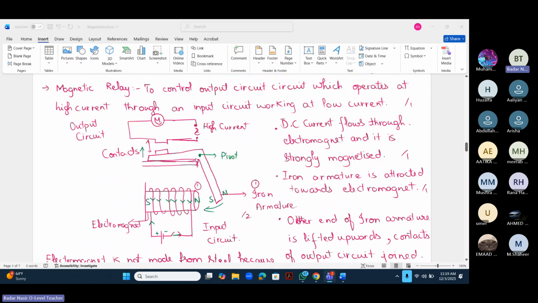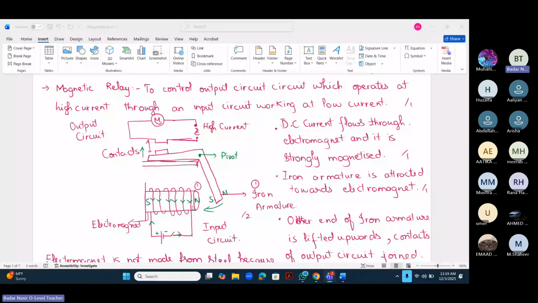Magnetic relay. Magnetic relay की diagram हमें पता होनी चाहिए. So what is the purpose of a magnetic relay or a reed relay? It's the same. To control an output circuit which operates at high current through an input circuit which works at low current. Okay? So we have an electromagnet और इसके around ये coil of wire की winding हुई हुई है. ठीक है? So we pass the DC current through the coil.